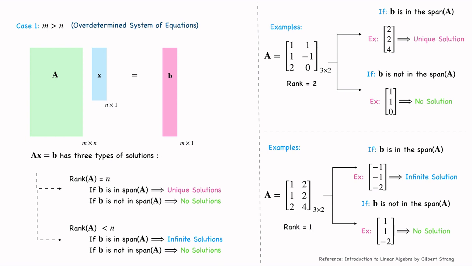This means that none of the combinations of the columns of A can span the vector B. B is coming from a dimension which is completely outside the dimension of the vectors which are spanned by A.